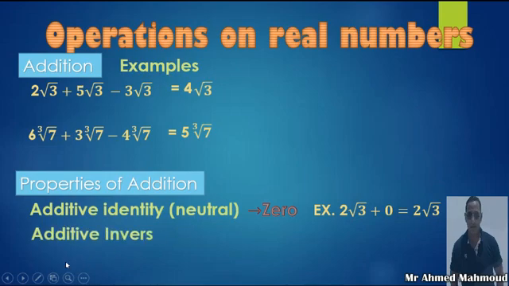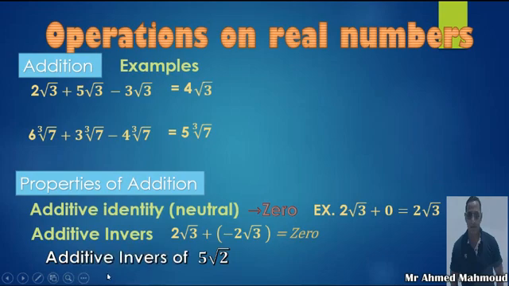Okay, the second property is additive inverse. Additive inverse means we change the sign of the number like this. If we have 2 root 3 plus its inverse negative 2 root 3, we change the sign of the number. The result will be 0. Another example, the additive inverse of the number 5 root 2 is negative 5 root 2. Then, to find the additive inverse, we are going to change the sign. Now, we studied the addition and its properties.